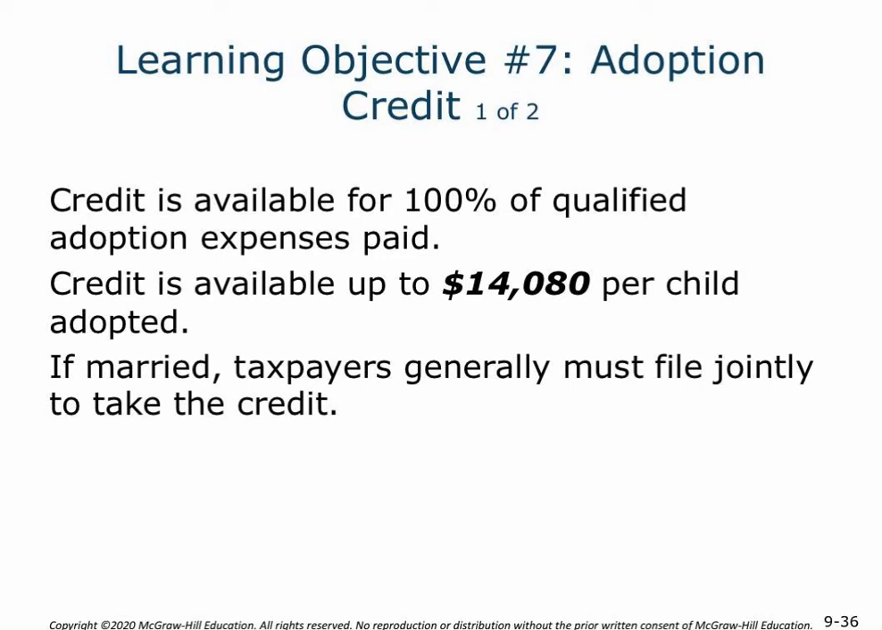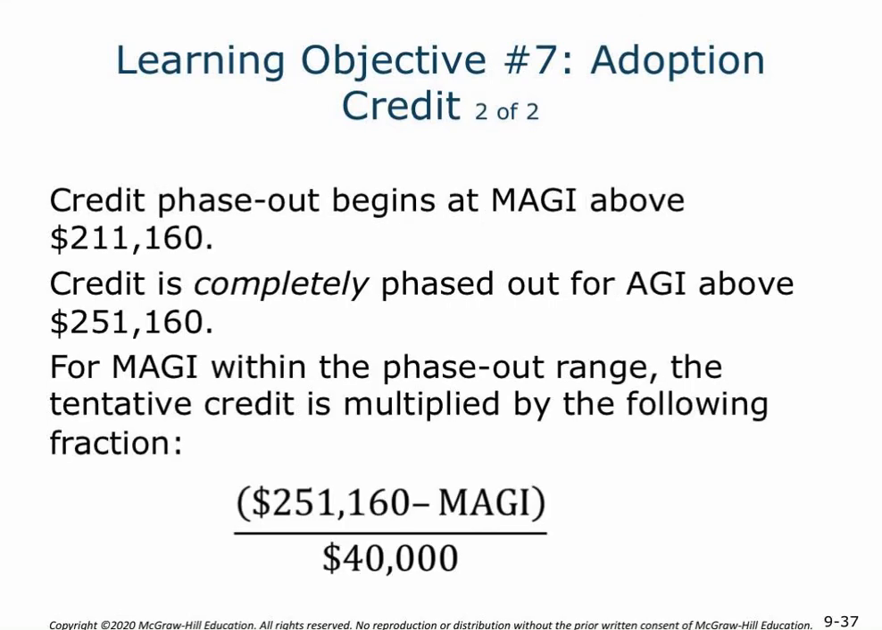Learning objective 7, adoption credit. There's a credit available for 100% of qualified adoption expenses paid. The credit is only available for $14,080 per child adopted, so this is over a span of time, not just one year. If married, you generally need to be filing jointly to take advantage of that credit. There's also a phase out applied here. The range is $40,000, going from $211,160 to $251,160, and the percentage that you're in that range will be used as the phase out.